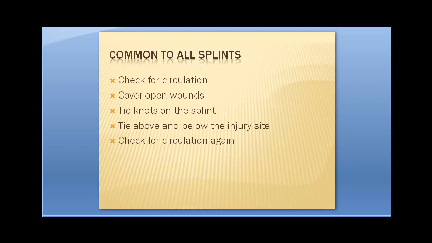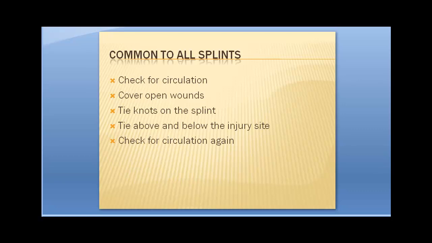If there are any open wounds, maybe a bone poking out, then we cover those. You want to tie the knots against the splint itself. So if it's a rigid splint, up against the wood. If it's a soft splint, up against the padding. But we don't want the knot to be pressing up against somebody's skin. It could cut off circulation, plus it's uncomfortable. So we tie the knots off above and below the injury site.